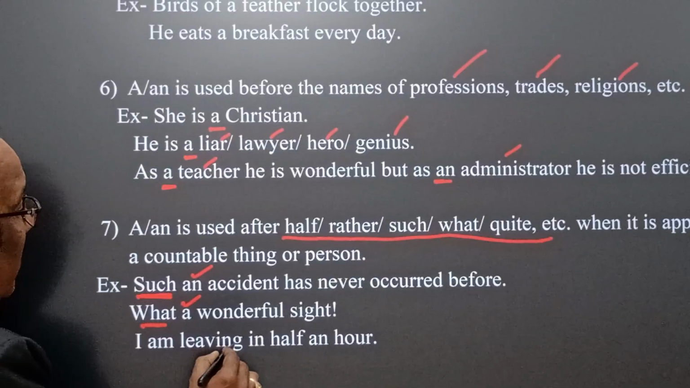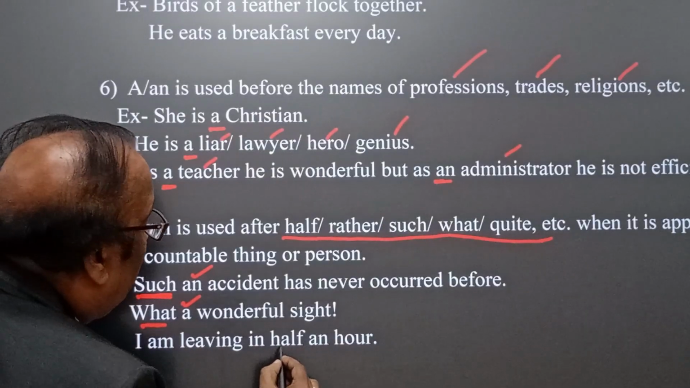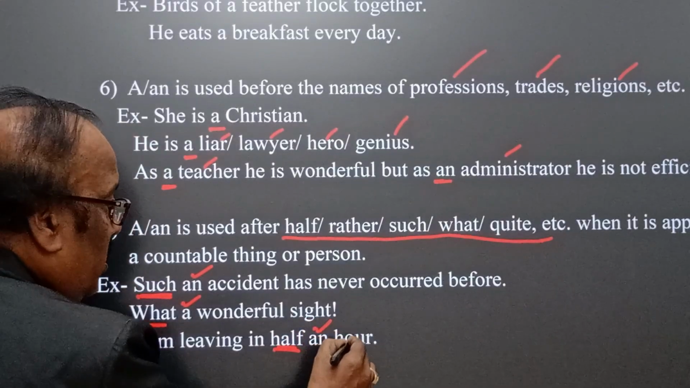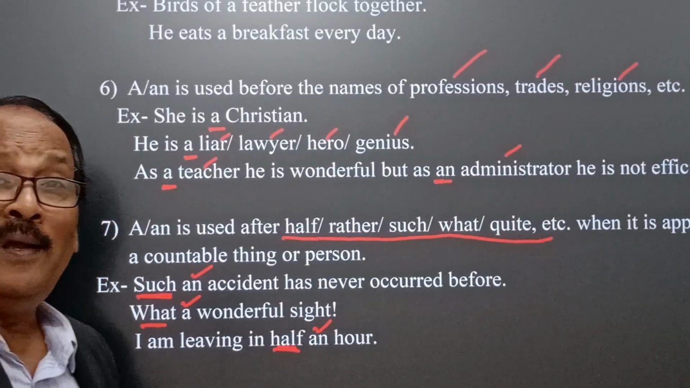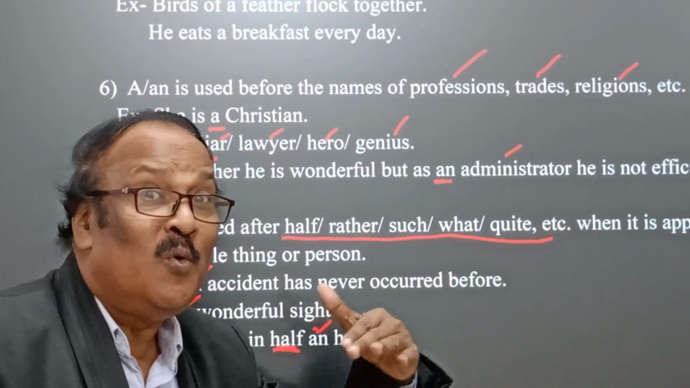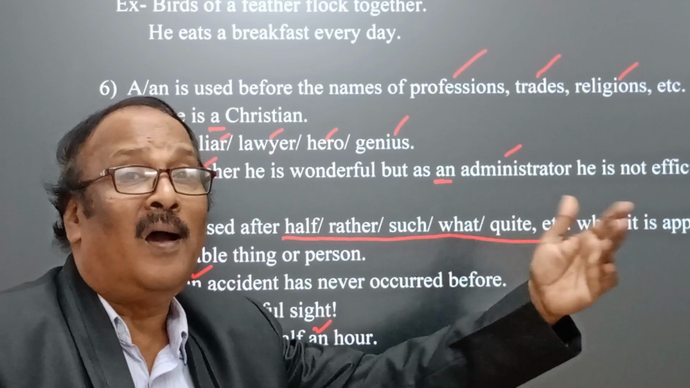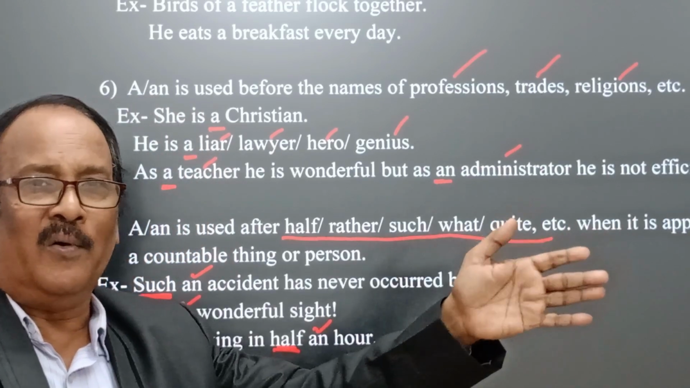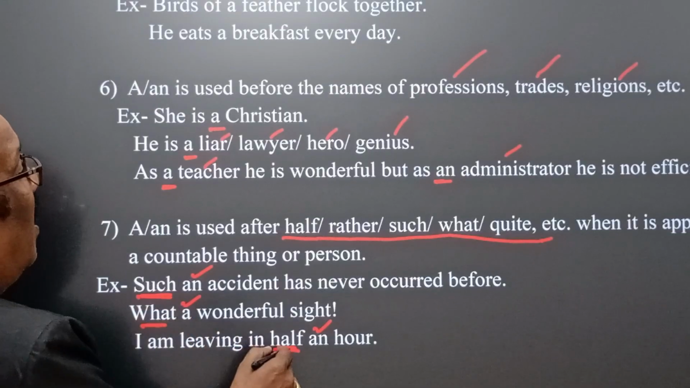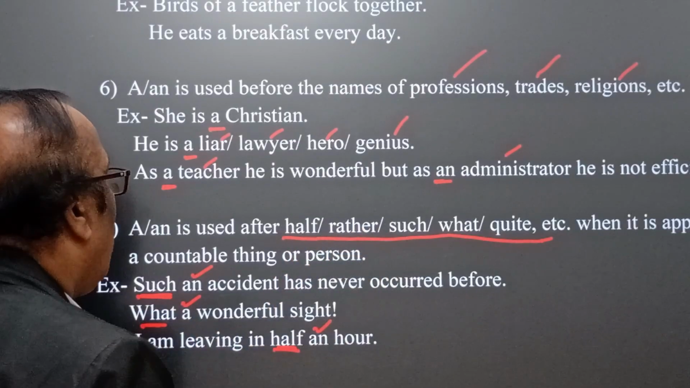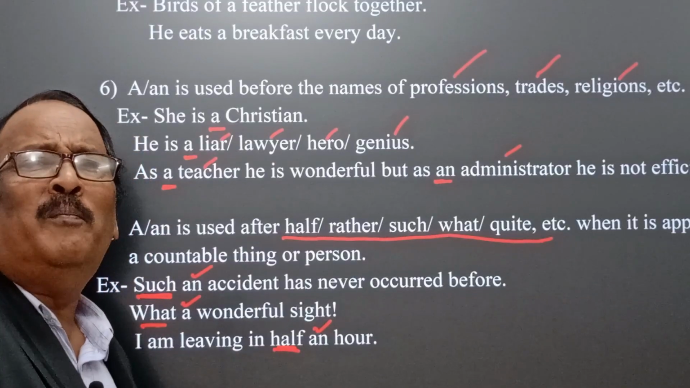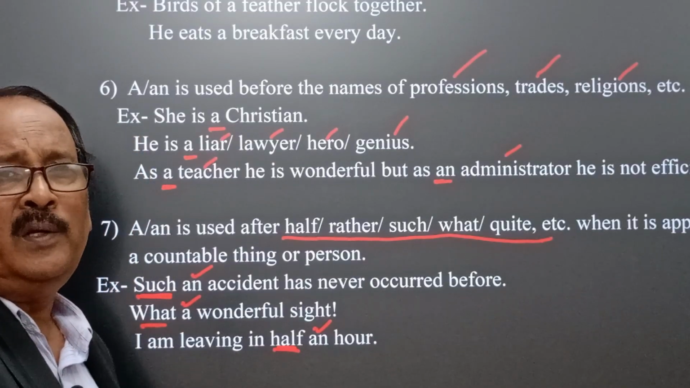I am leaving in half an hour. You see, after "half", "an" can be used before the singular countable noun, half an hour. Yes, I am about to leave. Just, I am going to leave home after half an hour. You see here how we use "a" after such, what, half, quite, rather, etc. It is rather a very unfortunate incident.